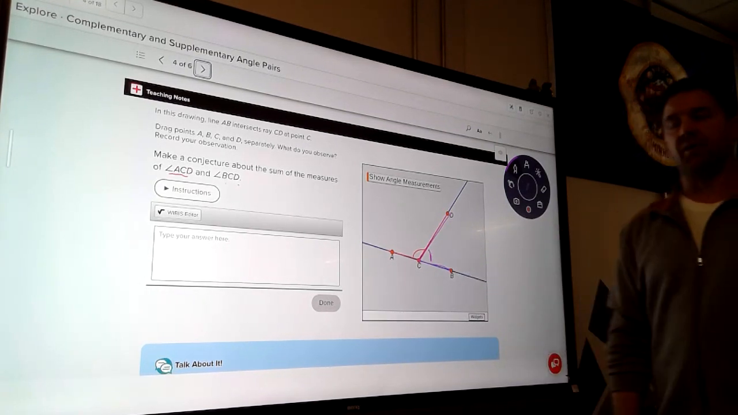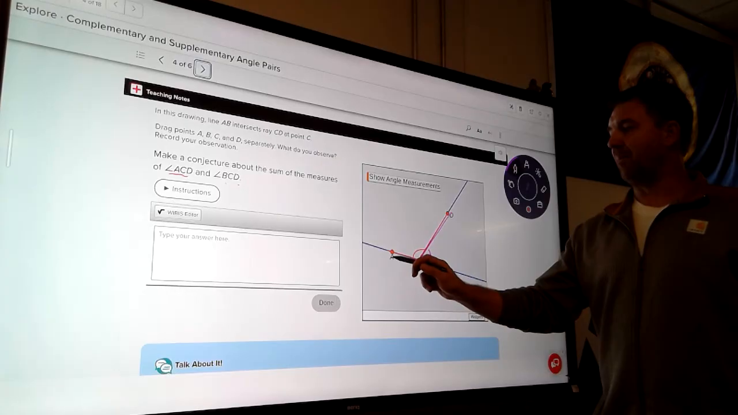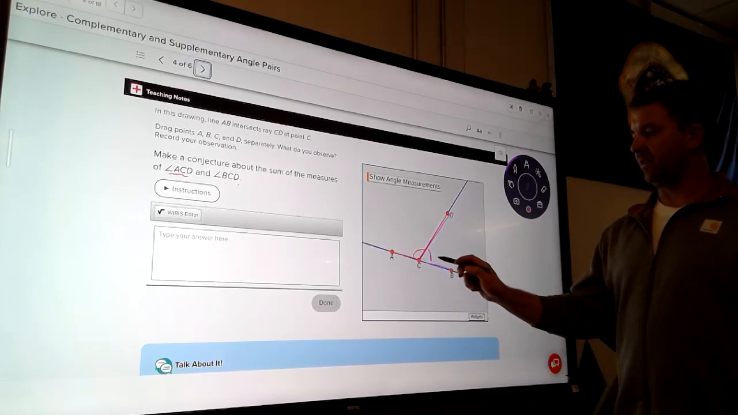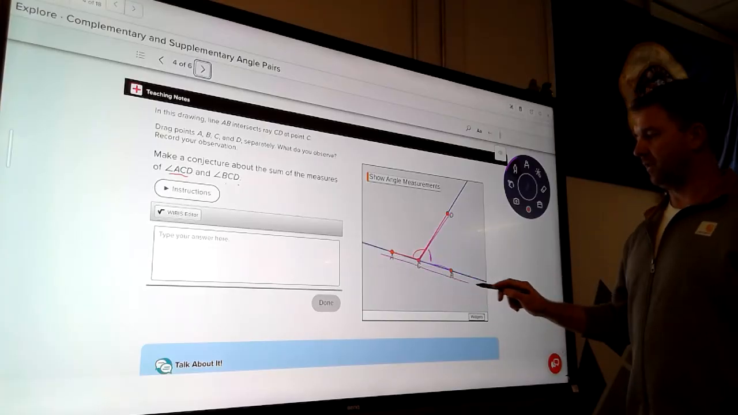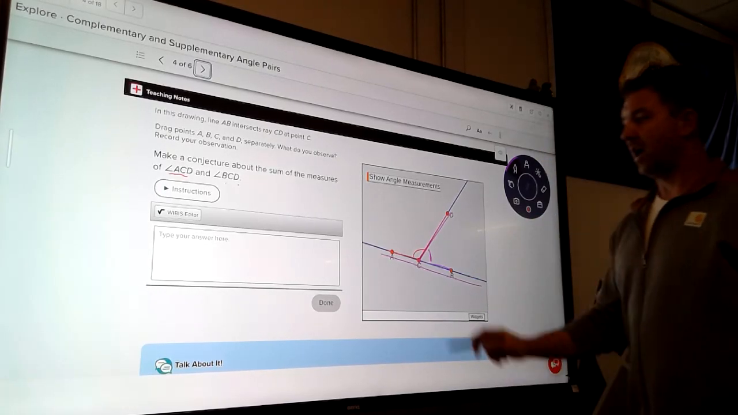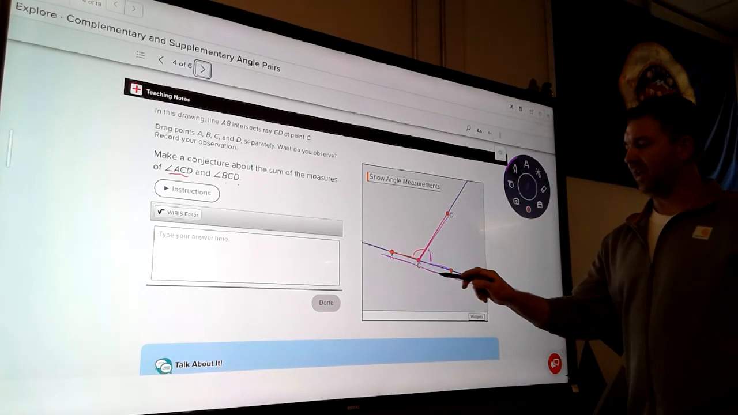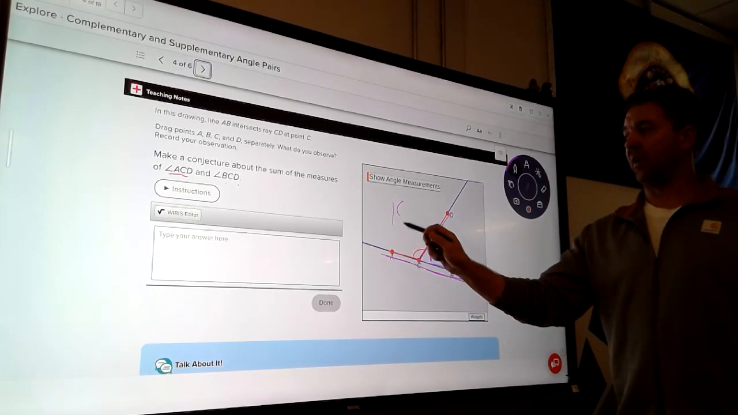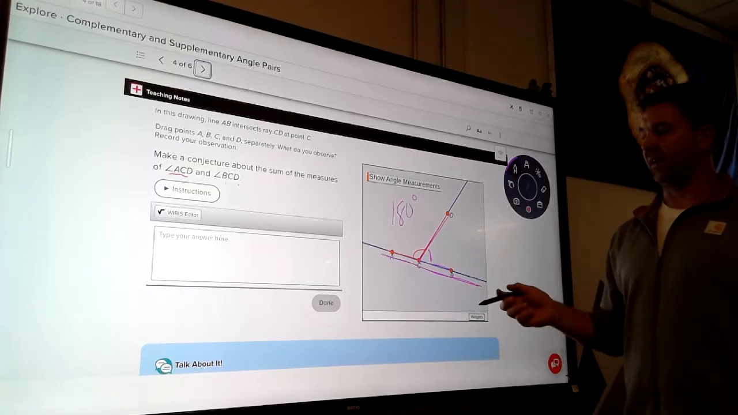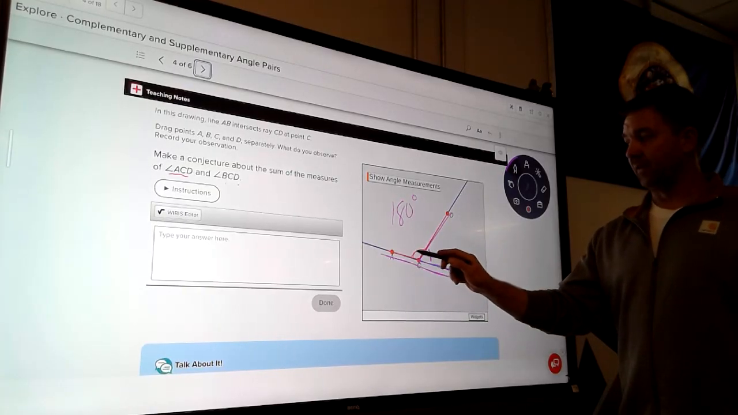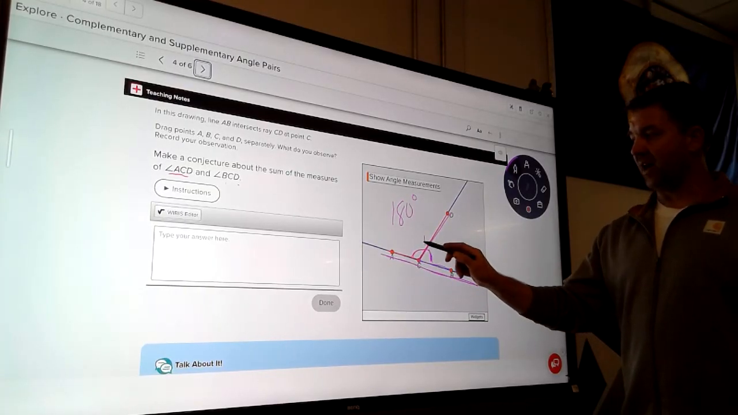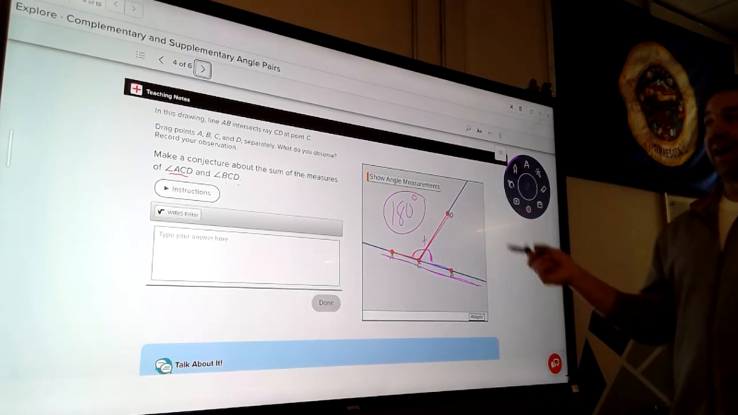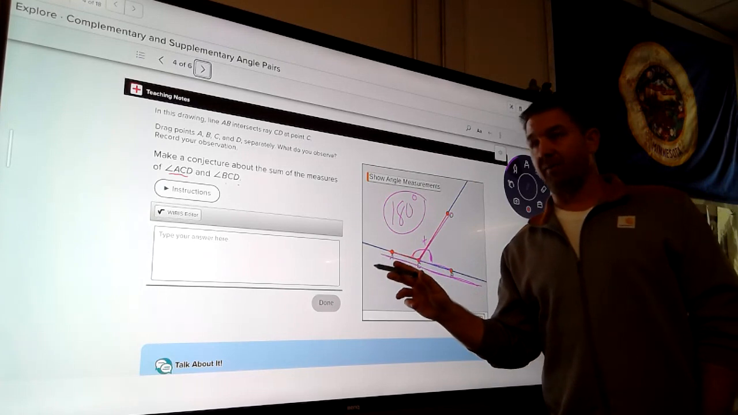What do you notice about these two angles combined? What do you notice about these two? If you look here and there, notice this is a straight line. How many degrees are in this straight line? That would be 180 degrees in a straight line. So now these two angles, if I were to add them up, this plus this, they would equal 180. Now, this is called supplementary, okay?